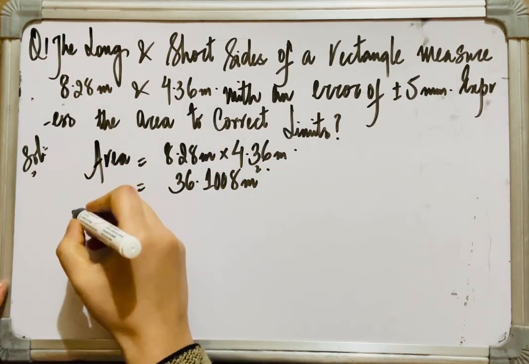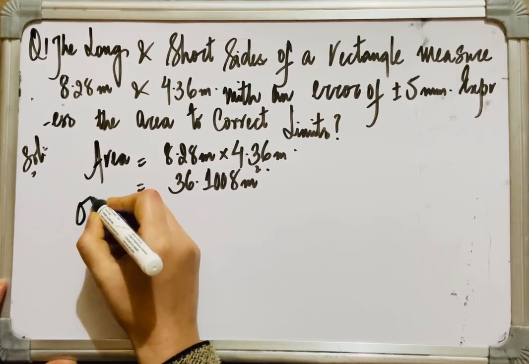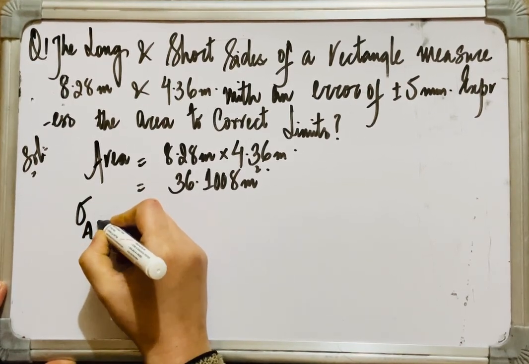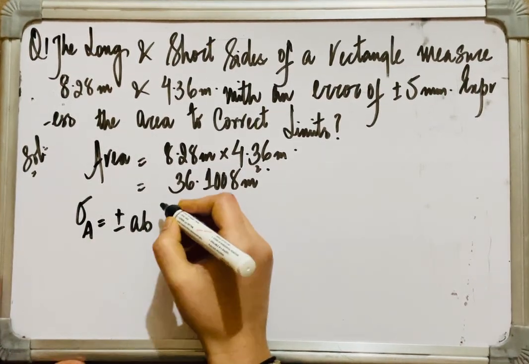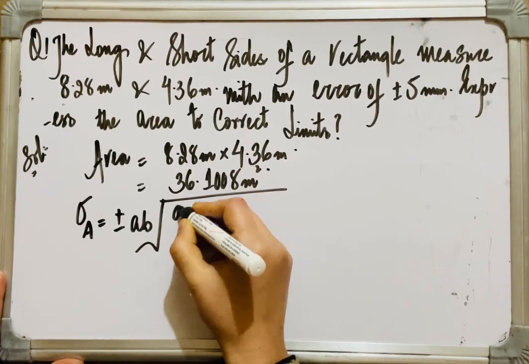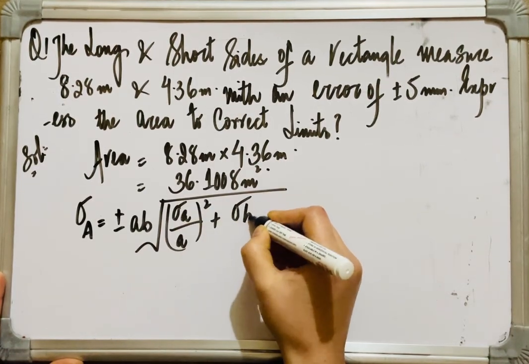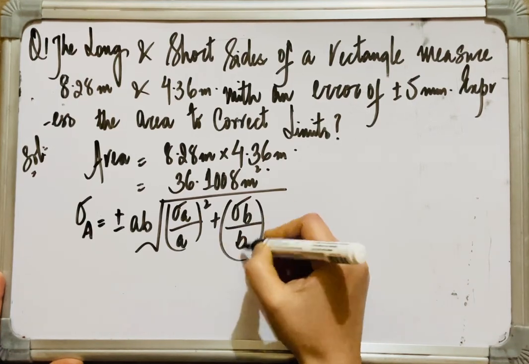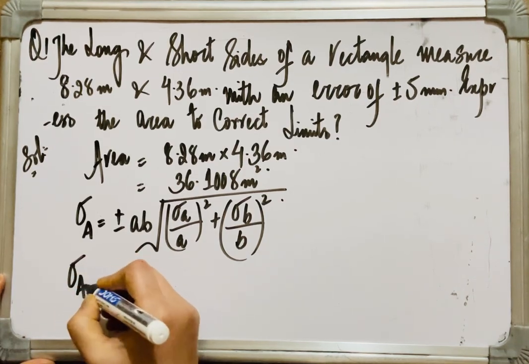So the general expression to be used, error in area, is equal to how much? It is plus minus AB under root of (sigma A divided by A) square plus (sigma B divided by B) square. This is the general expression for the propagation of errors when the product of two quantities has to be done. All right, I'll substitute the values.